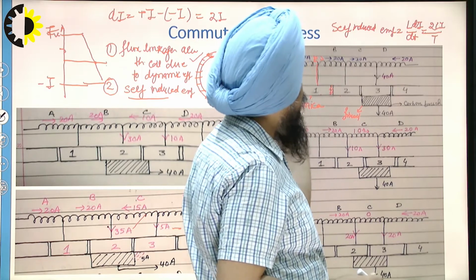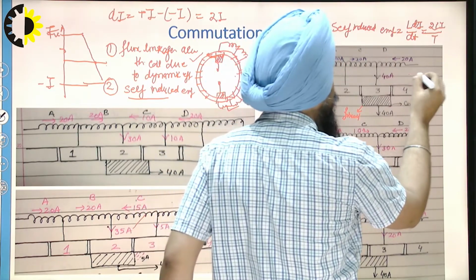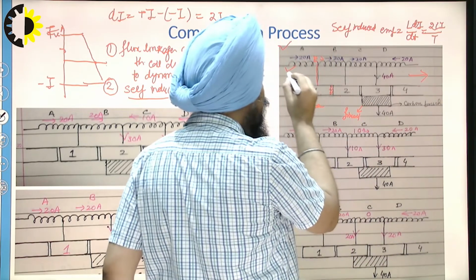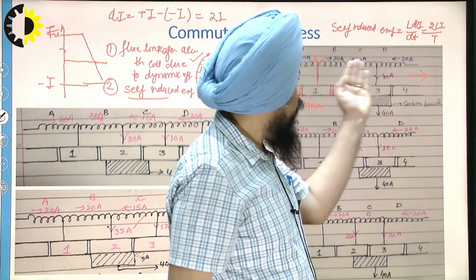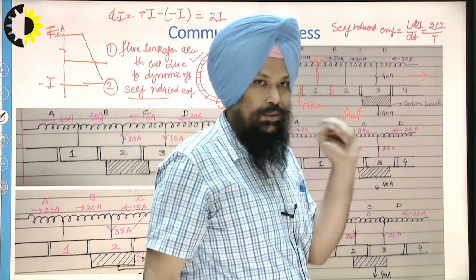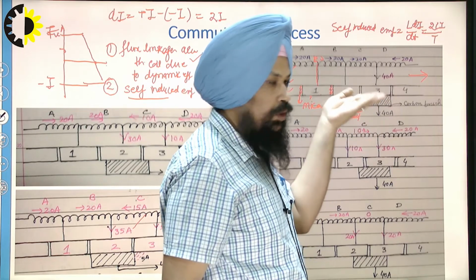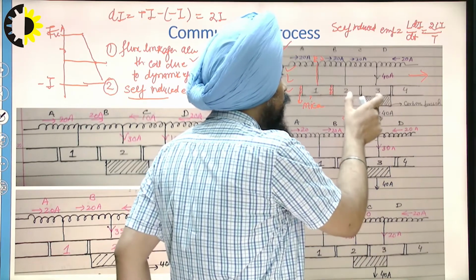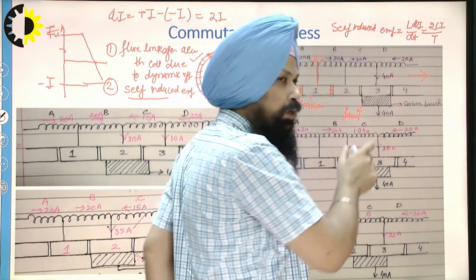Only this part is moving, like this. We have the motion in this direction, from left to right. We are considering that this whole part is moving from left to right. That's why this carbon brush position is going to contact the second commutator segment. Accordingly, there will be a current conduction.